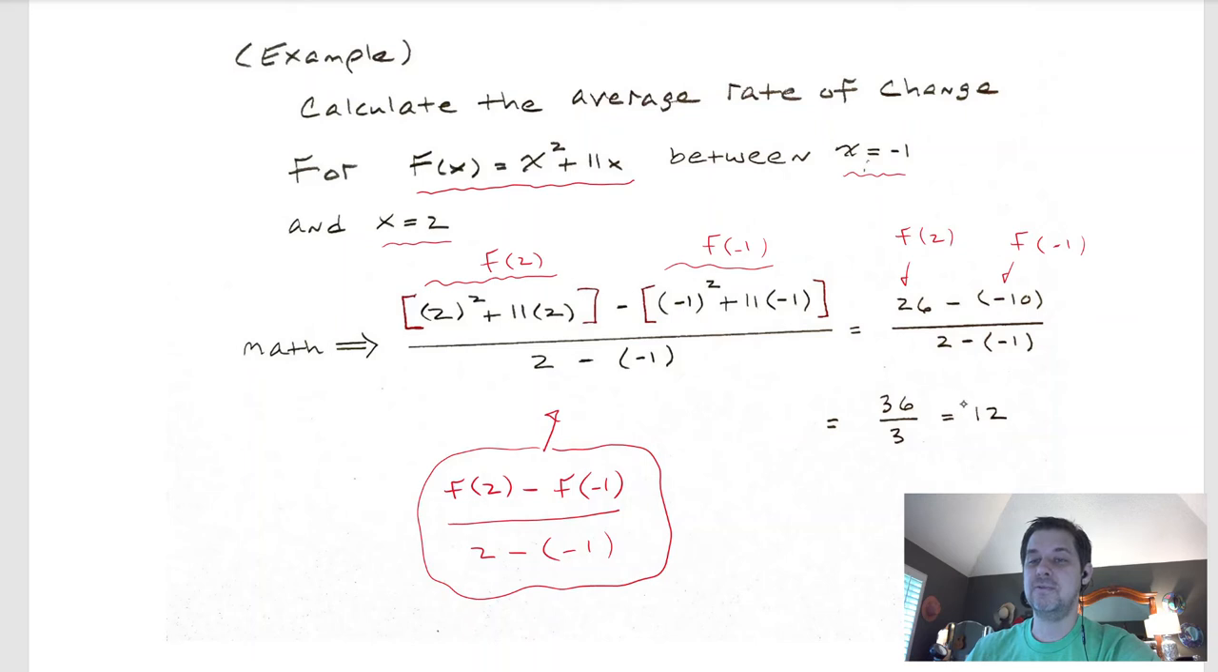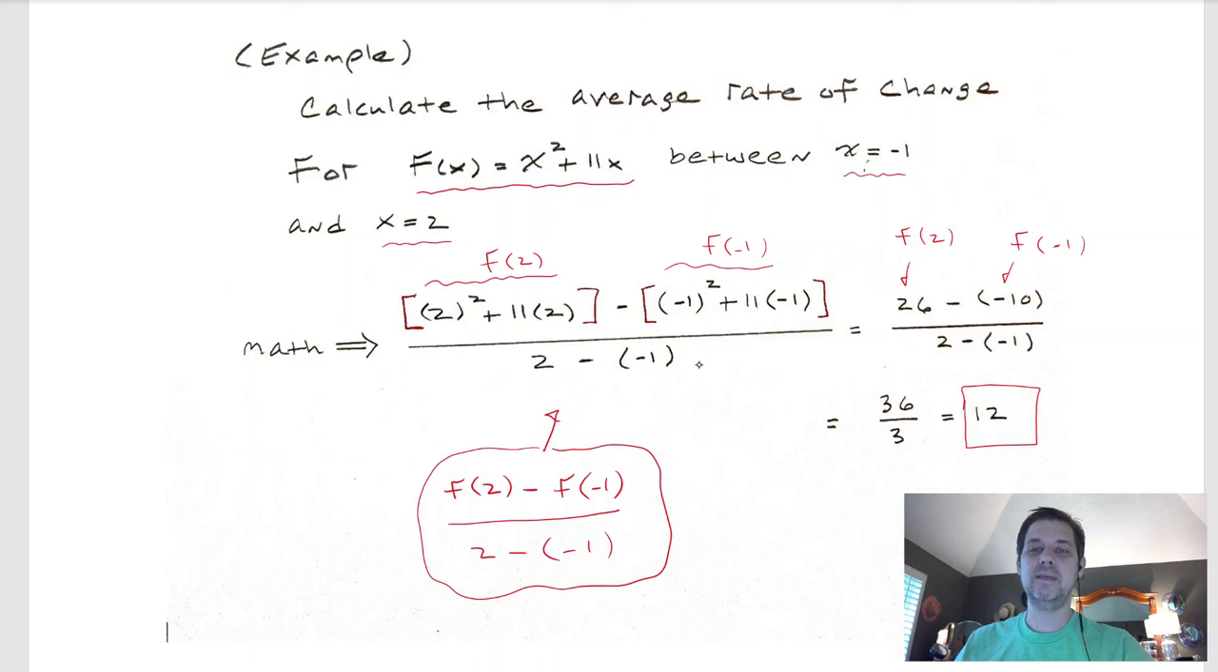36 over 3 is 12. And then I'm done. That's my average rate of change. Okay, now, so far, I haven't told you why it's called average rate of change. Why is it called that? What does it tell us? There are all kinds of questions you can have about that at this point, but we'll get there. For now, I just wanted to show you the formula and show you how the math would work out.